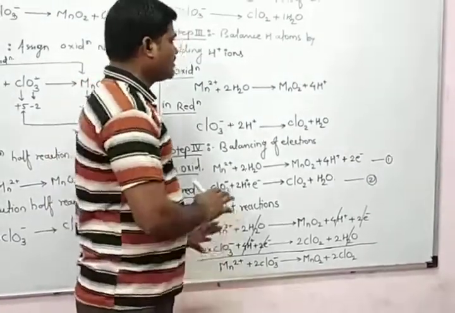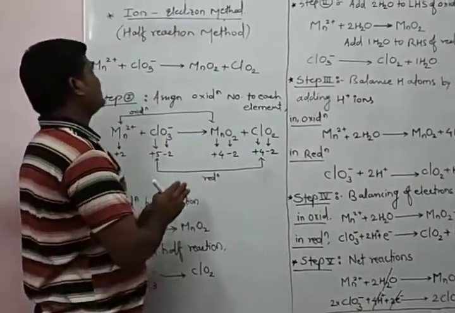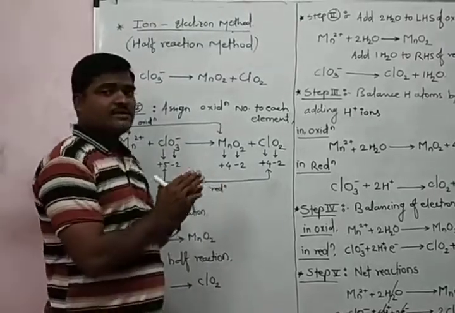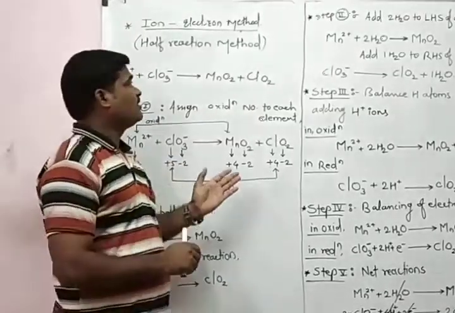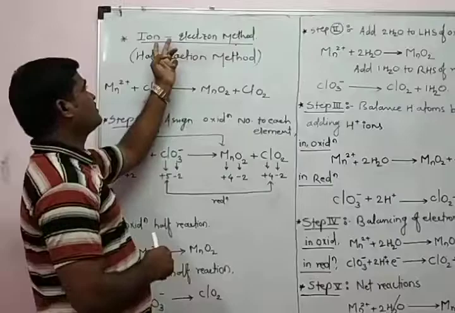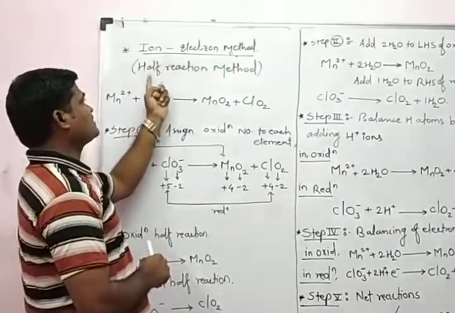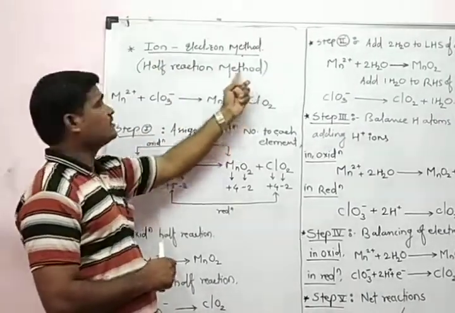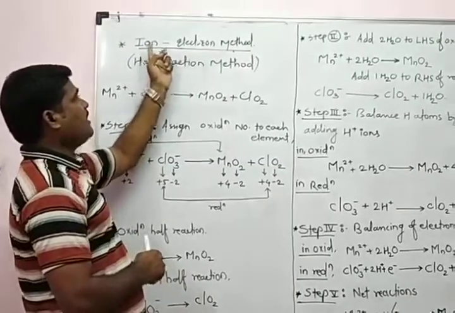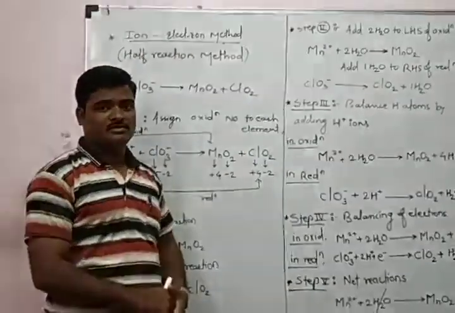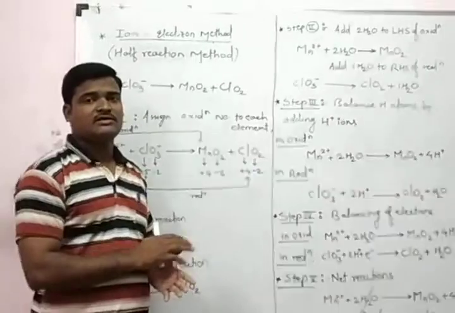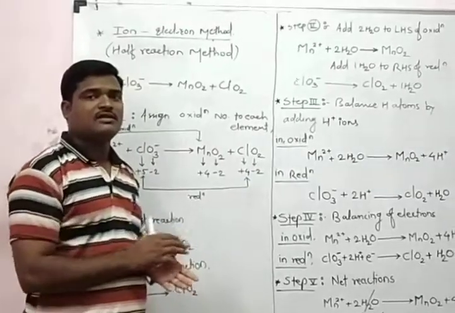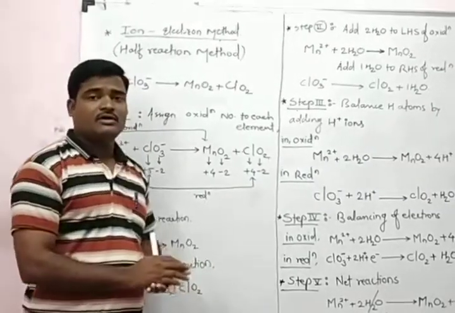So this is the method by which we can balance the given redox reaction with the help of the half reaction method, which we can also call the ion-electron method. This is the simplest method by which we can balance the given redox reactions.